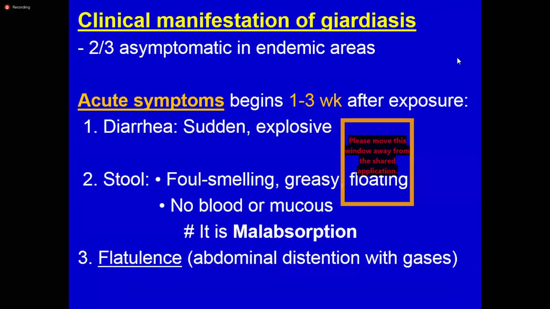Clinical manifestation: 2/3 of cases are asymptomatic in endemic areas. Acute symptoms begin 1 to 3 weeks after exposure.